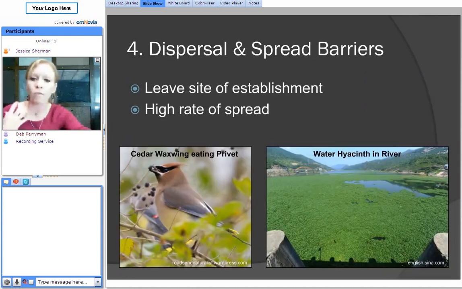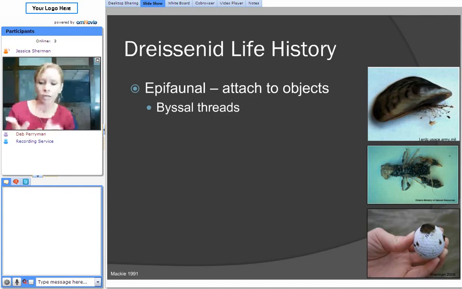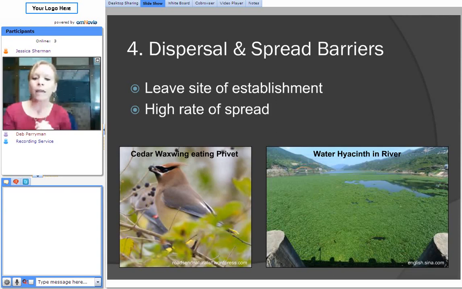So they've overcome their obstacles for getting to an area and adapting to the abiotic factors, and then they survive and thrive really easily. Okay? And then comes the obstacle of being able to disperse and spread to new areas. So they need to be able to leave their site of establishment, and typically for an invasive species, what we see is that this will occur at a high rate of speed.